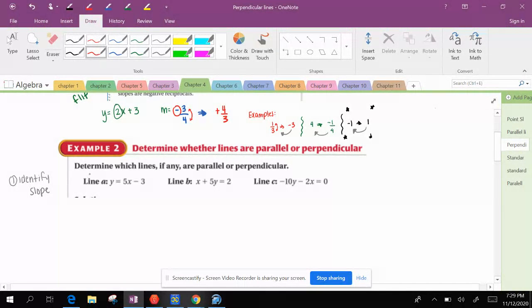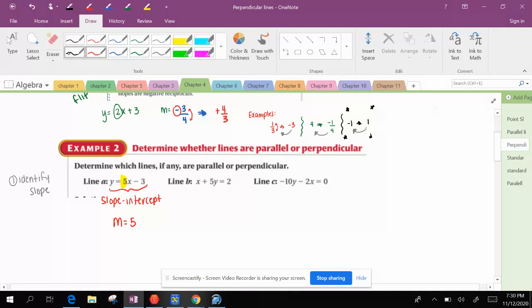So in line A, lucky us, this is in what form? It is already in slope-intercept form, right? Which we love because graphing it makes it super easy. So slope-intercept form, check, it's done. Now I need to identify the slope. So the slope is always the number next to x, which in this case is what? 5. So let's write that down underneath. M equals 5. The slope equals 5.